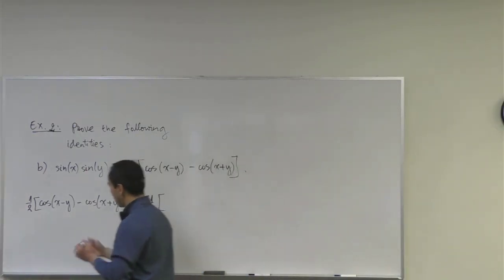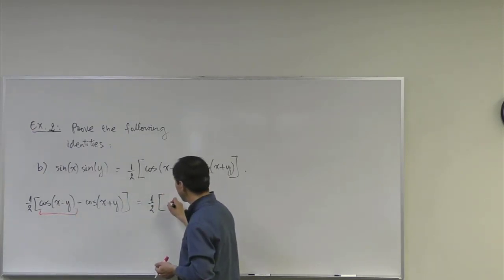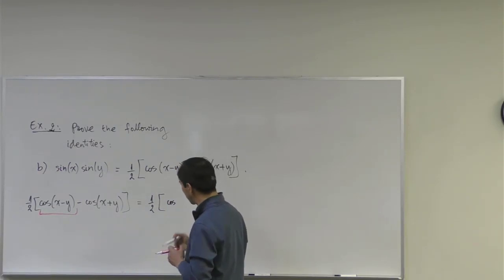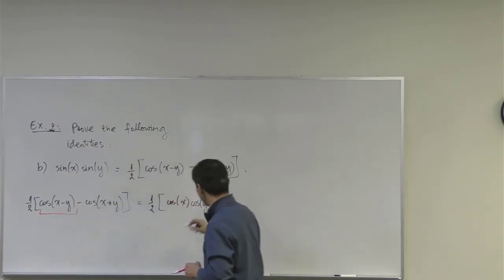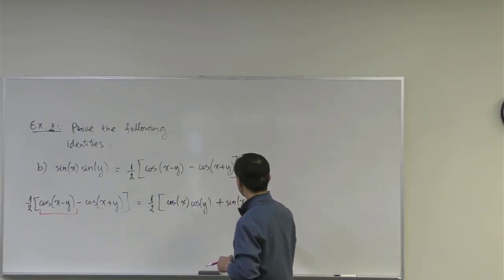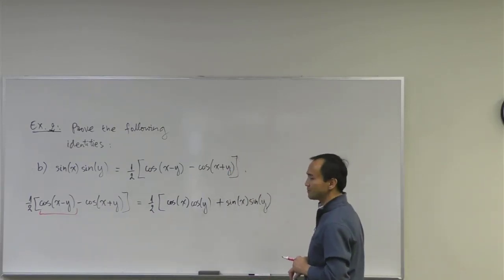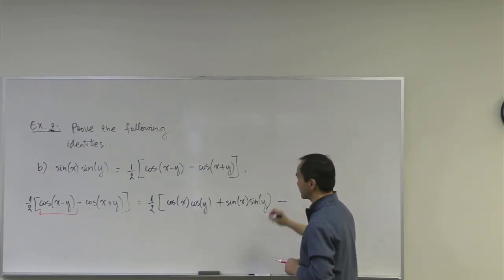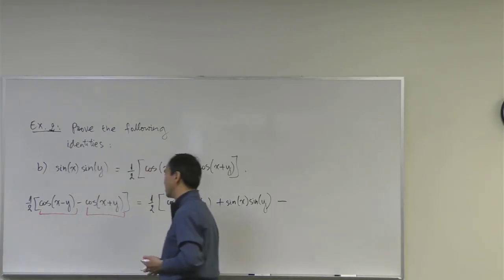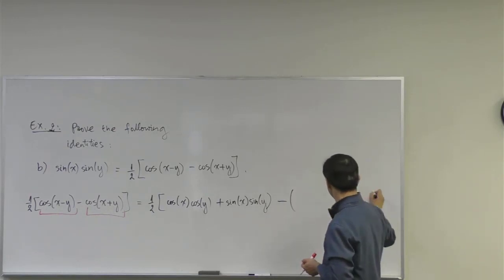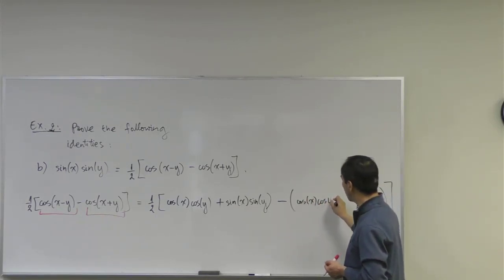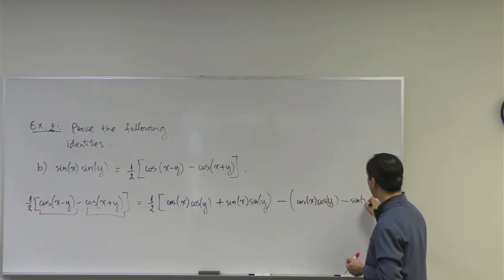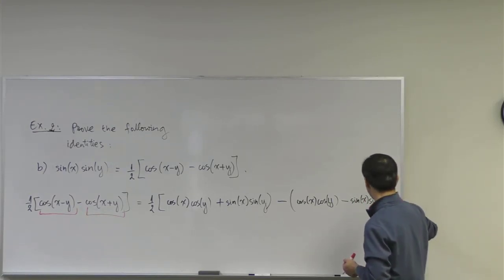So this cosine of a difference right here, I can re-express as, see? What's easy to remember about cosine of a difference or cosine of a sum is that it's always cosine, cosine. Cosine of x times cosine of y. But then it was a subtraction here, so we write it as a plus: plus sine of x times sine of y. That's it. Then we're going to subtract. Now comes the cosine of a sum right here that I'm underlining. Cosine of a sum I'm going to put in another set of parentheses: cosine of x, cosine of y, minus sine of x times sine of y.